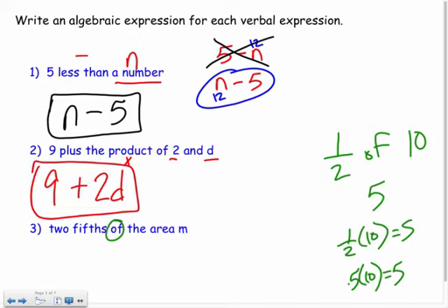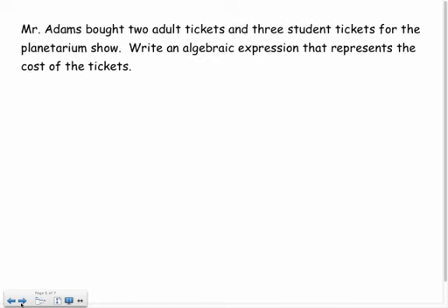So 2/5 of m, the area m. So 2/5 times m would be my expression. Okay, just writing out the expression. And we could also get a story problem with this. And this is where writing the expressions helps, because when I get a story problem, by setting up an equation or expression, it helps me to solve.